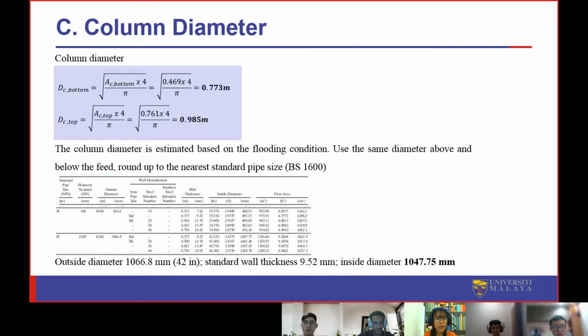We're assuming that the bottom and the top column diameters are the same, so we take the largest number, which is 0.985 meter. Comparing to the commercially available pipe size BS1600, and taking the standard thickness of 9.52 millimeter, we obtain the inside diameter for the commercial range as 1047.75 millimeter. We take this number for further calculation.